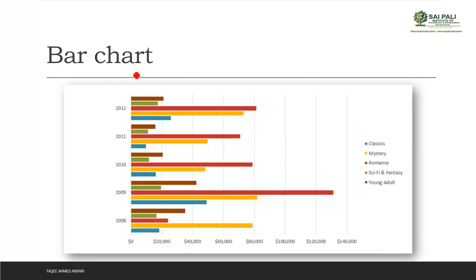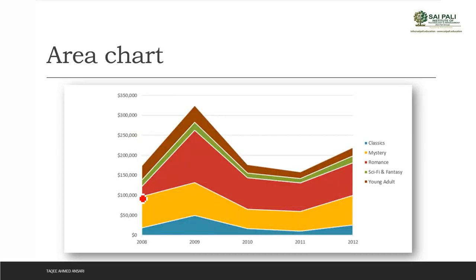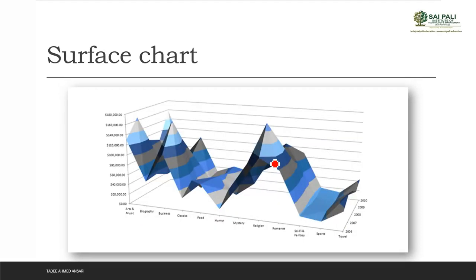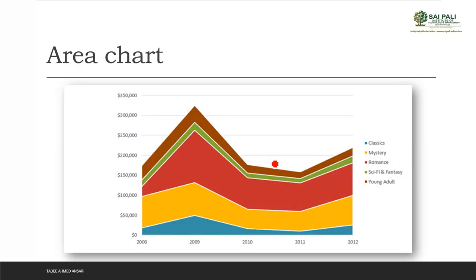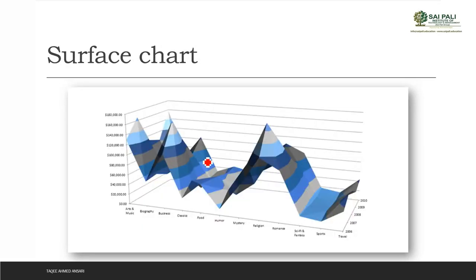Then we have the bar chart. This bar chart is the same as the column chart, only the bars are on this row side, but it can represent the same kind of data. The area chart is also like a line chart, which is helpful for representing trending data. Then we have the surface chart. It is like an area chart, just represented in a 3D model, but it is also helpful for plotting trending things.